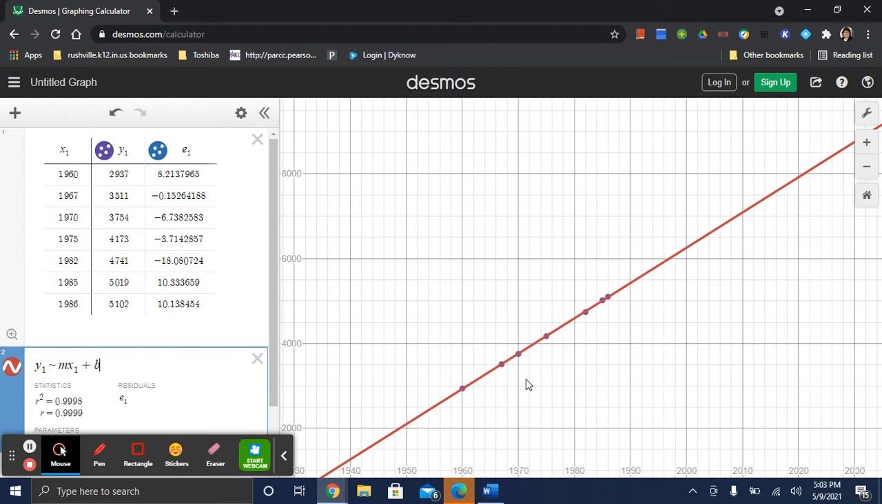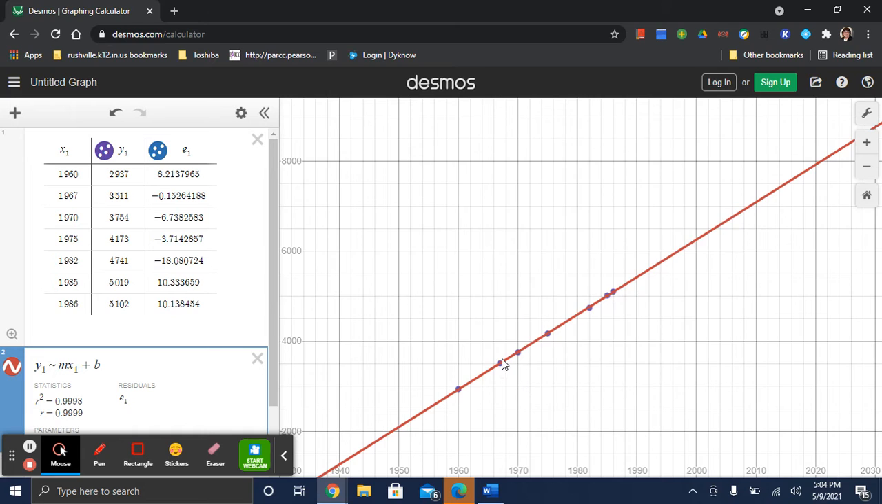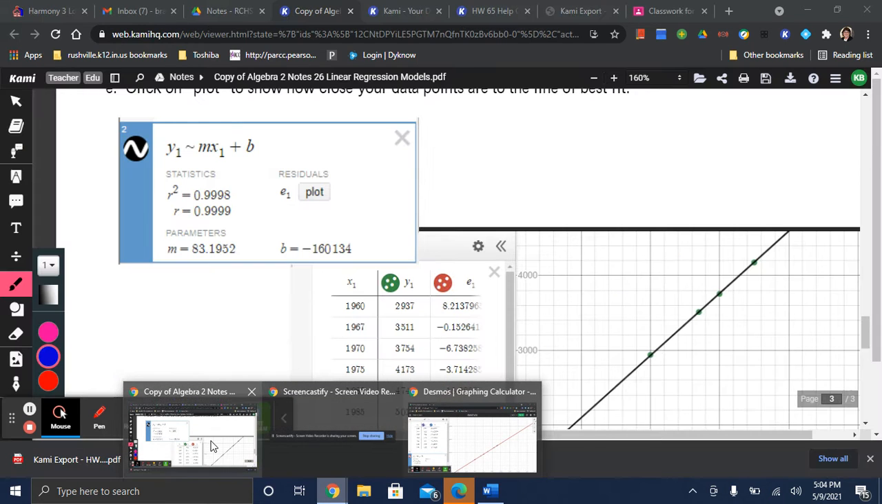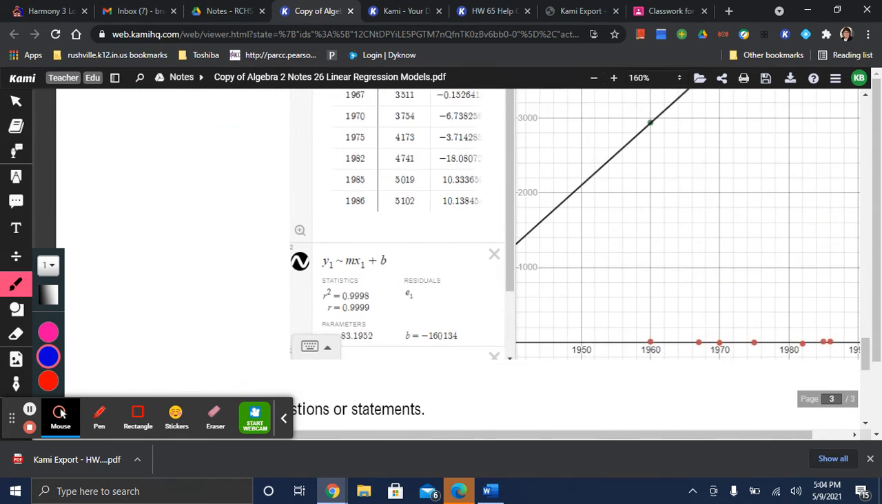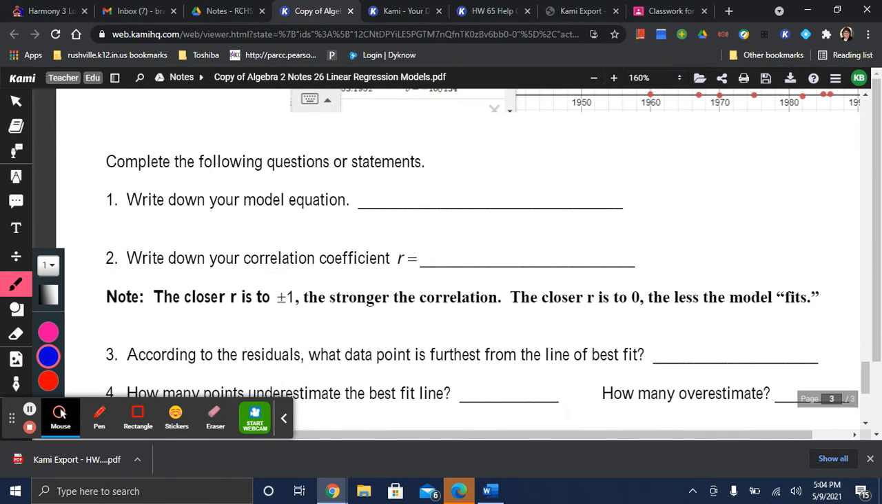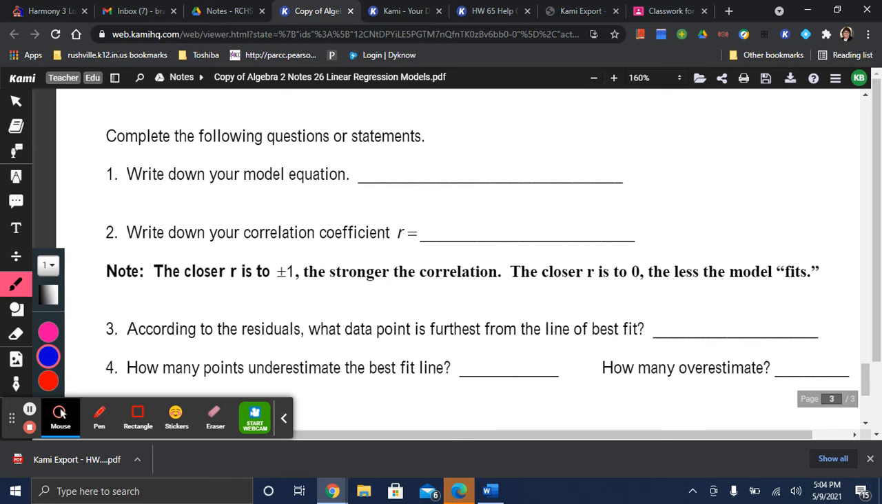And as you zoom out on the line a little bit more, you might see those points a little bit further off the line. So I'll go back to where your notes are. So those are the different pieces that you have to go through. And then we have some questions about the model that we want you to answer. So the first thing would be for you to answer: what is the model equation?